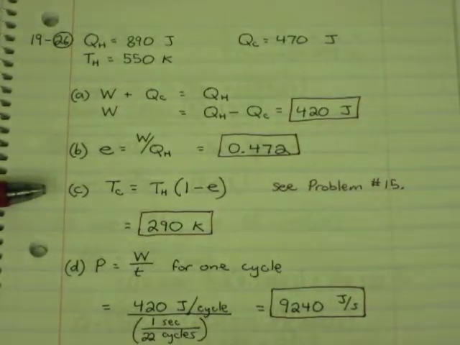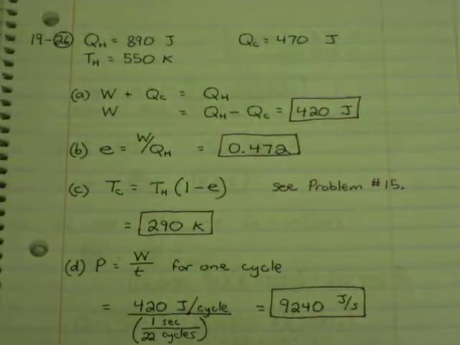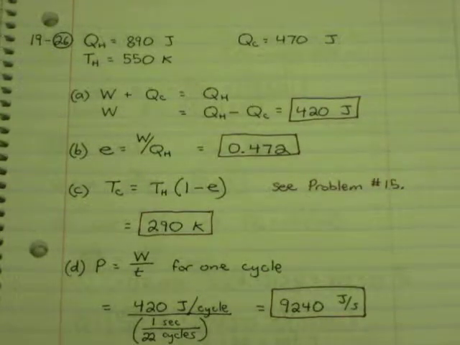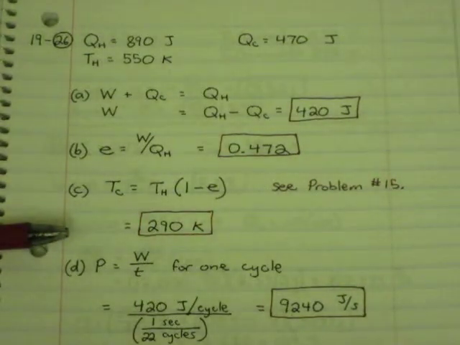For part C, I showed the algebra back on problem 15. Tc equals Th times 1 minus E. So you can plug those in and get 290 Kelvin.